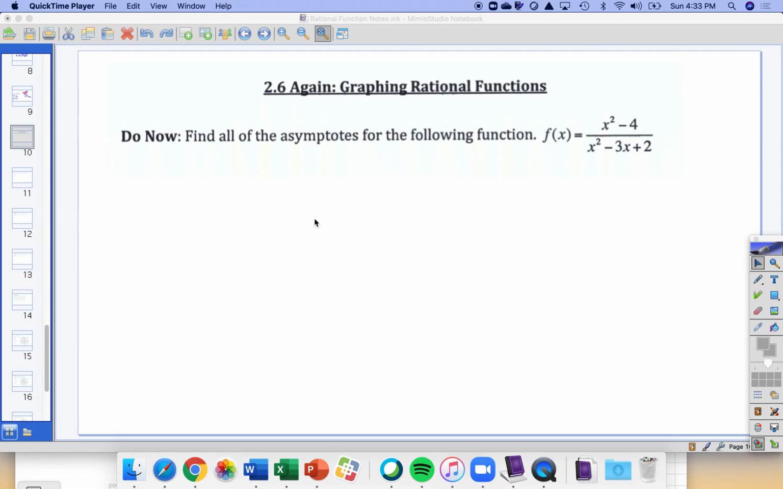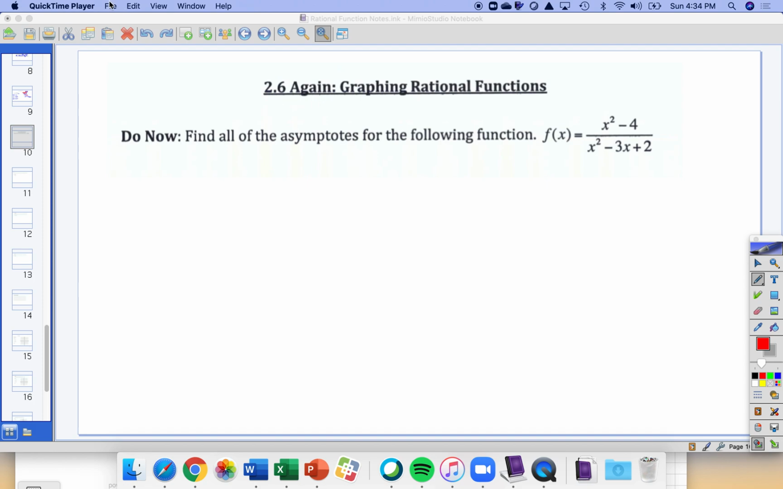Hello and welcome back to another lesson in pre-calculus. Today, we're going to be continuing our conversation about rational functions. So far, we have determined ways to find all of the asymptotes of a rational function. And today, we're going to be able to graph rational functions by hand by finding all of the characteristics of the rational function, which includes finding the asymptotes.